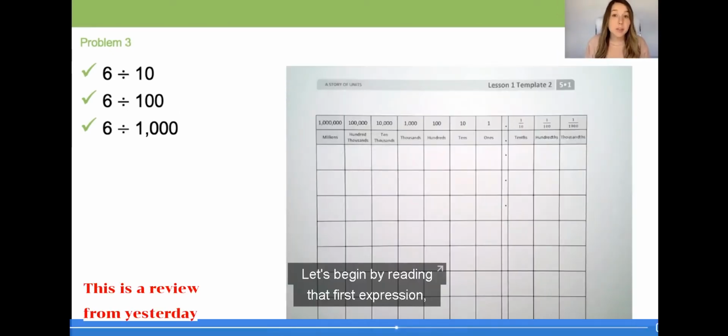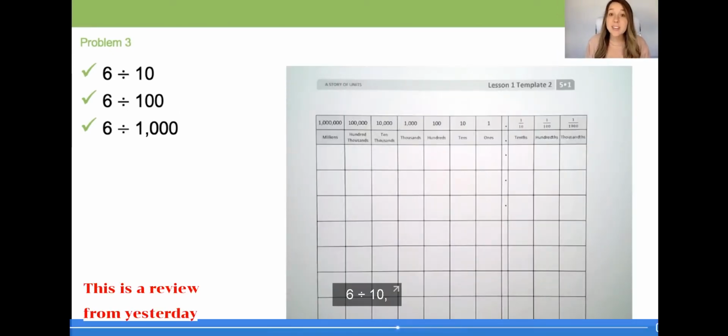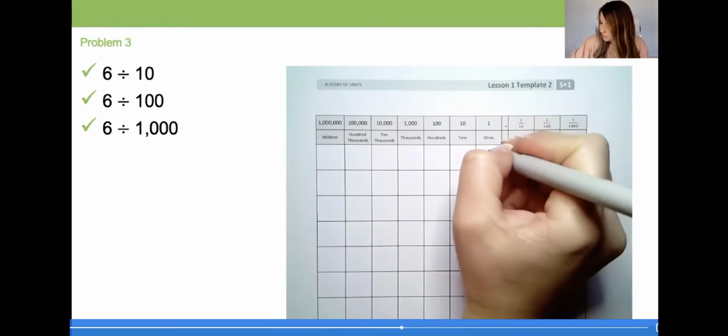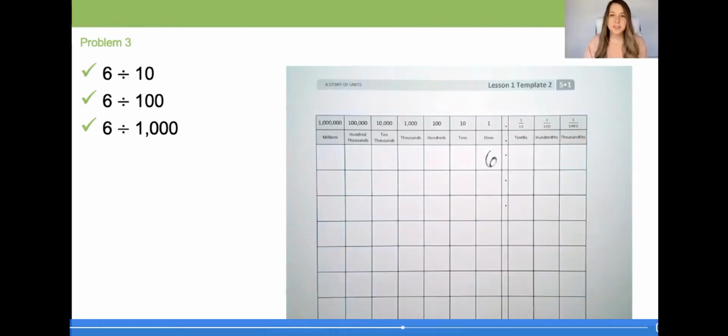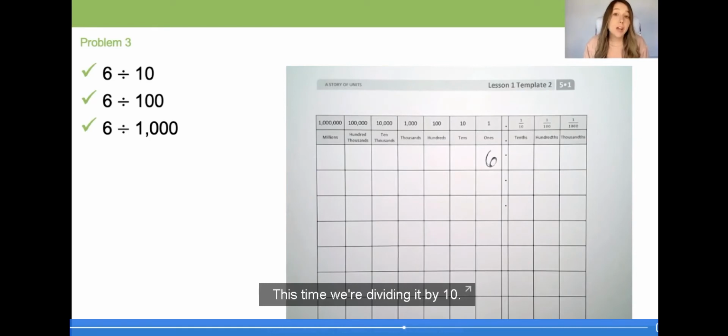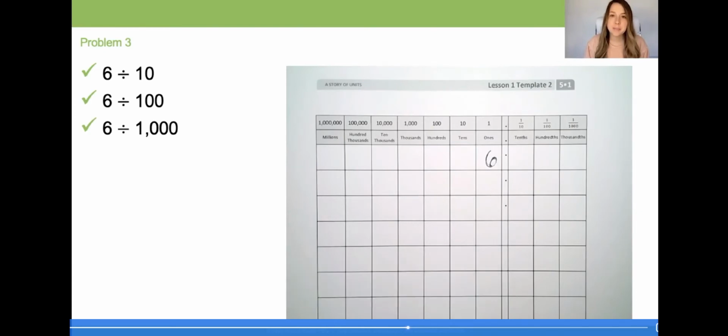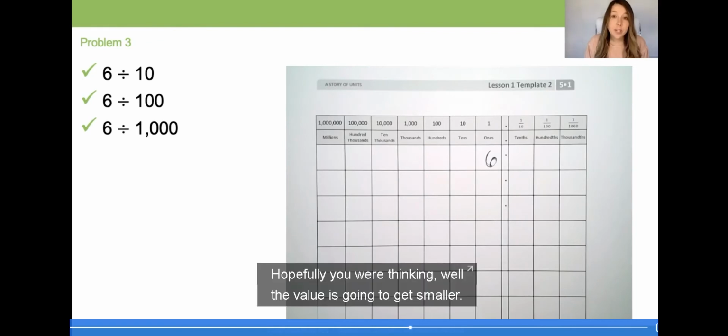Let's begin by reading that first expression, 6 divided by 10. And let's get 6 down in our place value chart. This time, we're dividing it by 10. How do you think the value of this 6 is going to change if we divide it by 10? Hopefully you were thinking, well, the value is going to get smaller. And it is. Let's show this using an arrow on our place value chart.